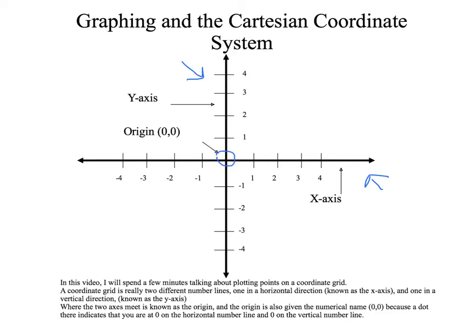And the origin is also given the numerical name 0, 0, because a dot there indicates that you are at 0 on the horizontal number line and also at 0 on the vertical number line.